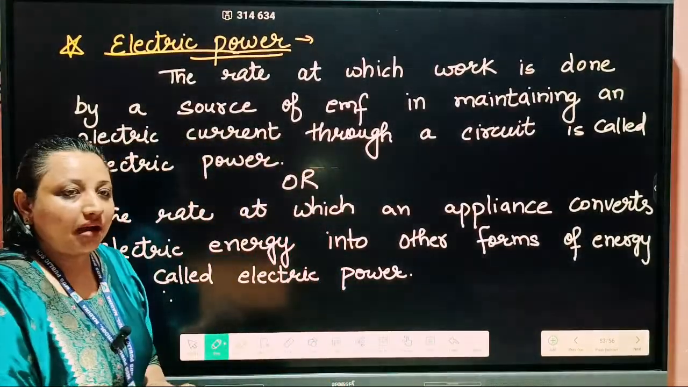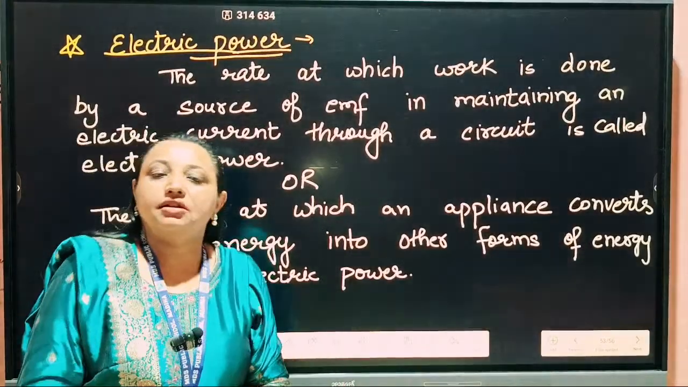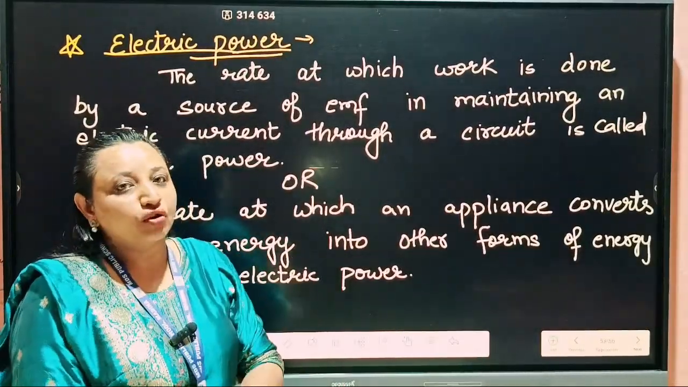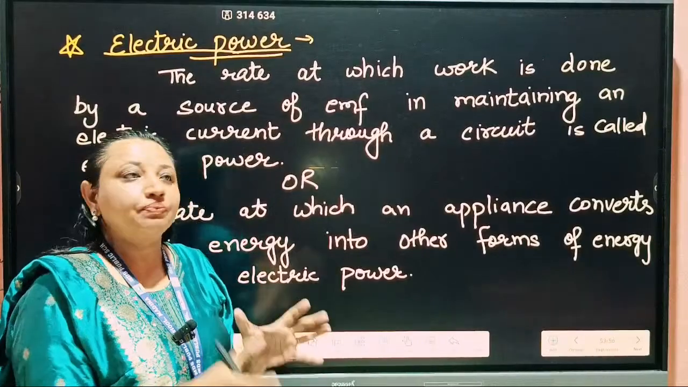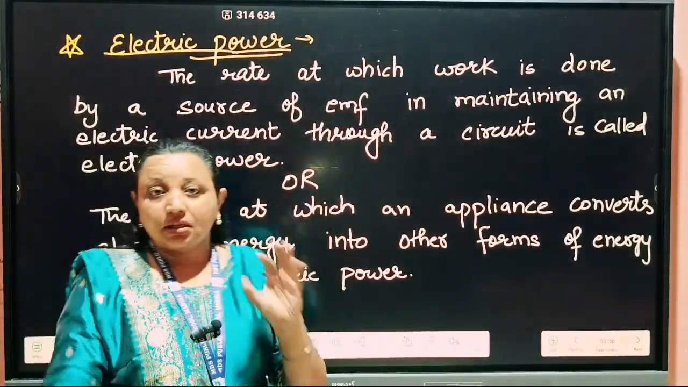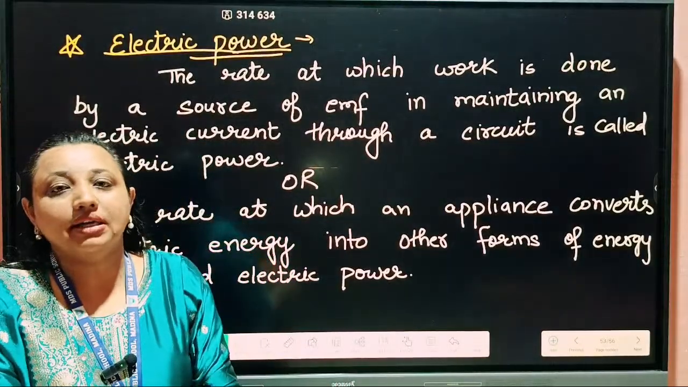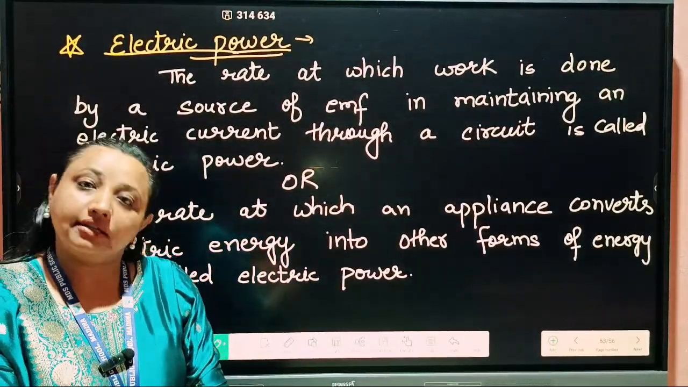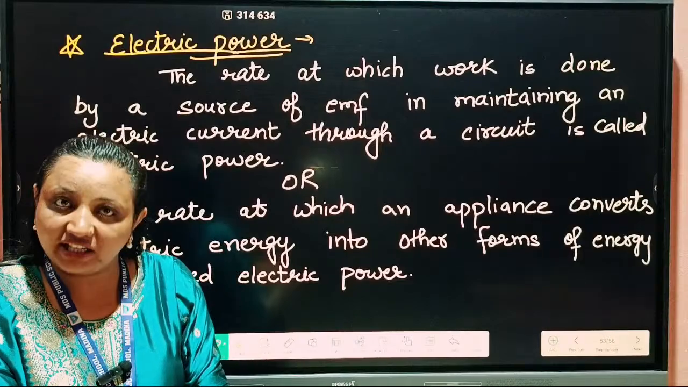So what is electric power? The rate at which work is done by the EMF, by the source of EMF, to maintain the current through the circuit is called electric power. The rate at which work is done to maintain the current in the circuit by the source of EMF, that is cell or battery.